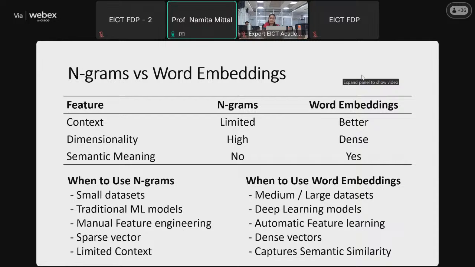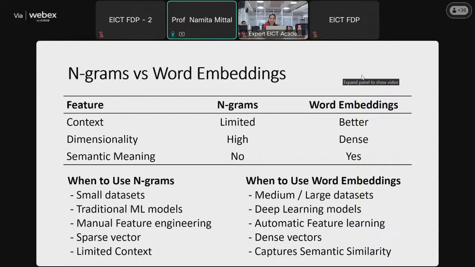So it depends on the use case, whether we should use word embeddings or n-grams. It's not necessary that we always use word embeddings. If they're not needed, we should not go for them, because n-grams are easy to handle and less complicated. When we have a small data set, n-gram is better, while with large data sets, word embeddings are good.